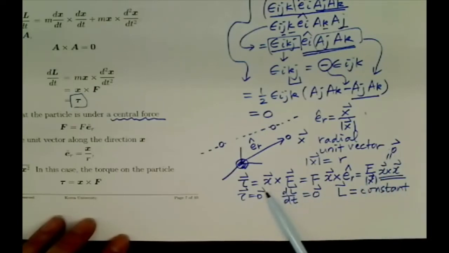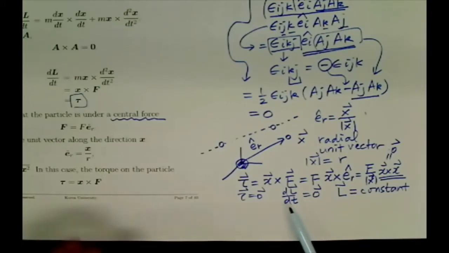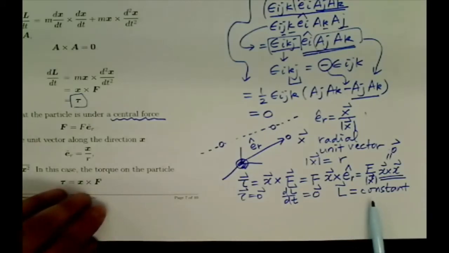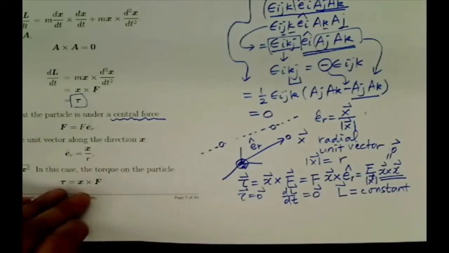That means, according to Newton's second law of motion, the rotational version, torque is vanishing, then the time derivative of the orbital angular momentum vanishes. That means orbital angular momentum is a constant of motion, that is, invariant.